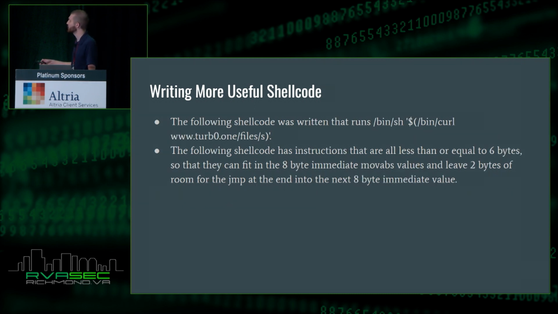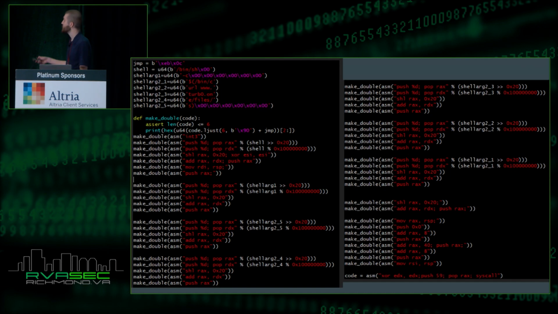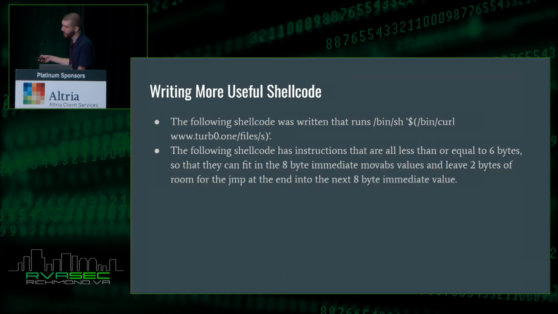So the following shellcode was written that calls bin/sh with this argument, which just grabs a shell script from my web server. I wrote the shellcode by hand to meet the requirement of having instructions that were all equal to or less than 6 bytes so that we can fit them into those 8-byte movabs immediate chunks. So this is the shellcode. It's not great, but it meets the requirements.